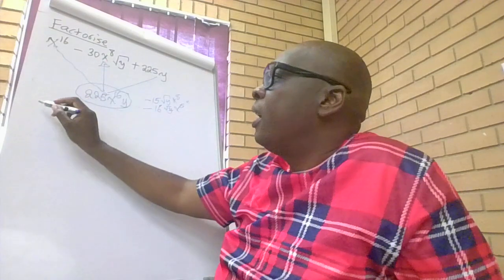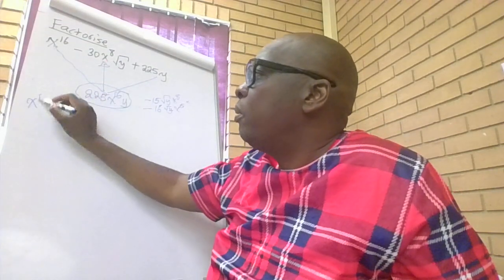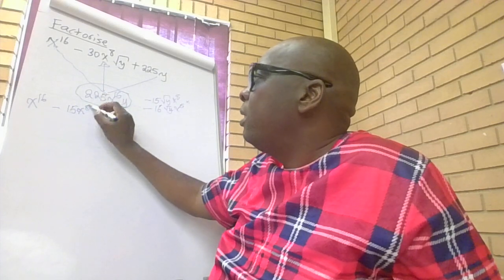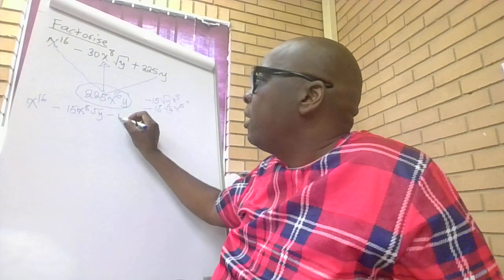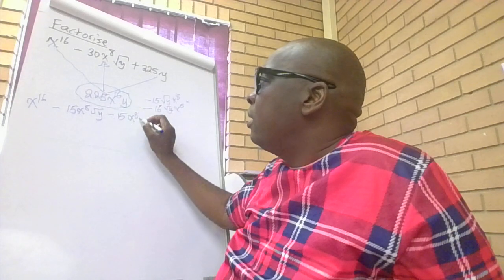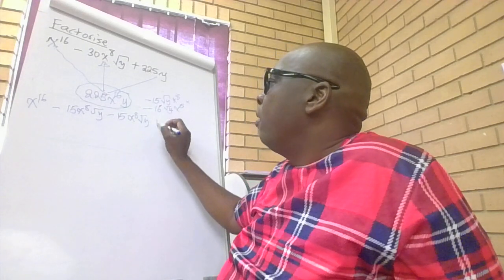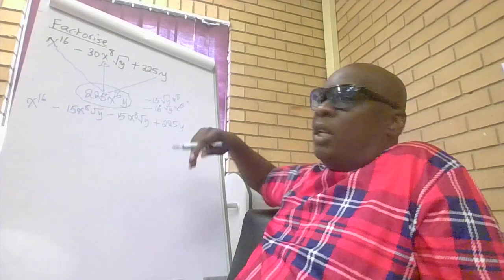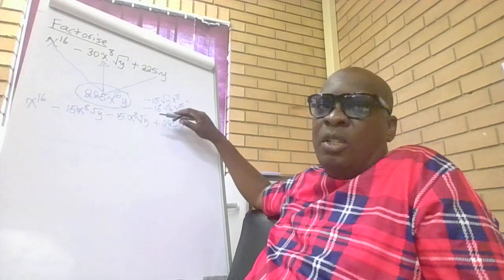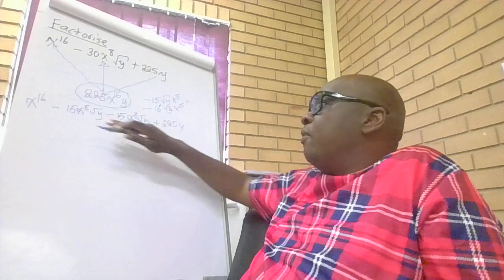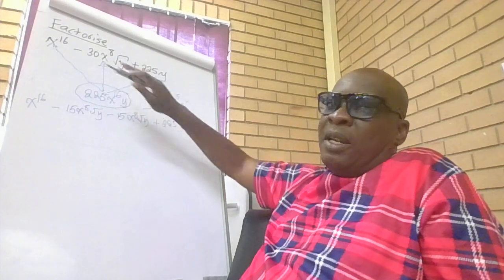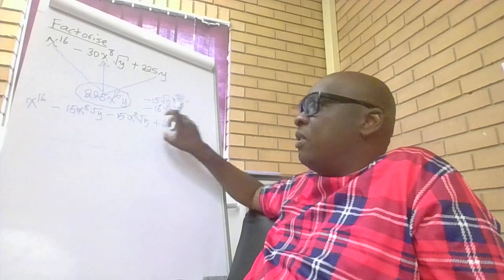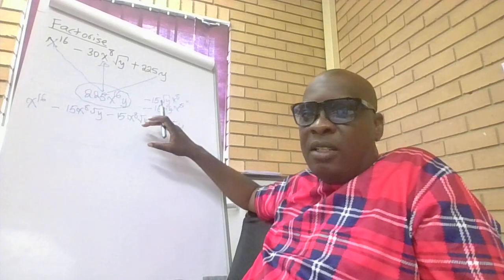This expression, I can therefore express as x to the power 16 minus 15 x to the power 8 square root of y, minus 15 x to the power 8 square root of y, and of course plus 225y. Can you notice that nothing has changed in this expression? If we add up these two terms, we go back to minus 30 x to the power 8 square root of y. So we have just rewritten this expression in a different way.